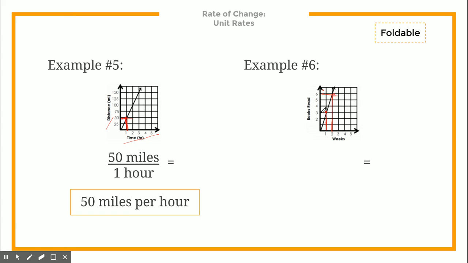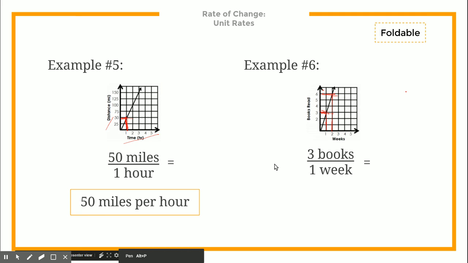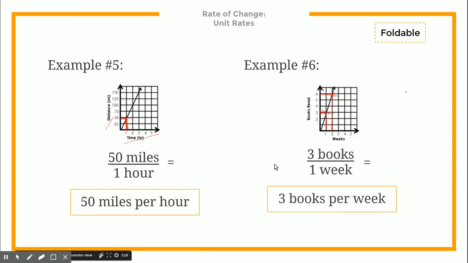So if 3 and 1 meet evenly right there. I'm having a hard time drawing this. Okay, so that's really terrible drawing. But as you can see, they meet evenly right here, okay? And that tells us that the ratio then is going to be 3 books read over a 1 week period. So that just means 3 books per week.